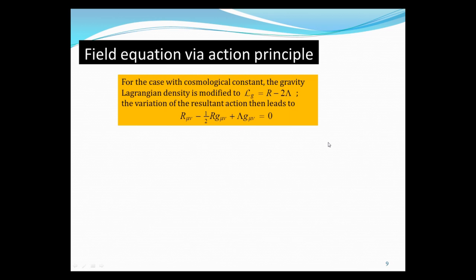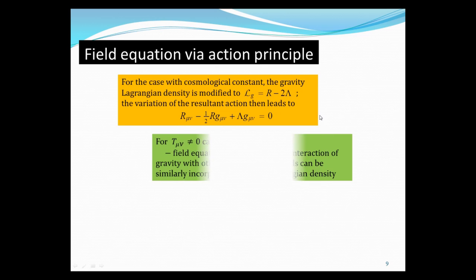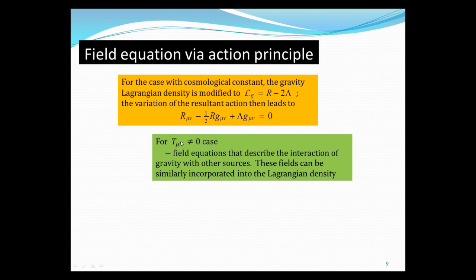I'll just make 2 comments. If you have a cosmological constant, you can easily incorporate it. Also, if the T_mu_nu does not vanish, you can easily find the interaction with other sources by modifying the Lagrangian, adding proper terms in the Lagrangian density. So all of this goes through. The non-trivial part is what I presented here.